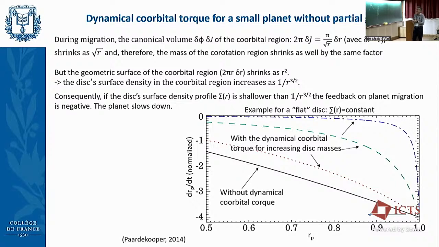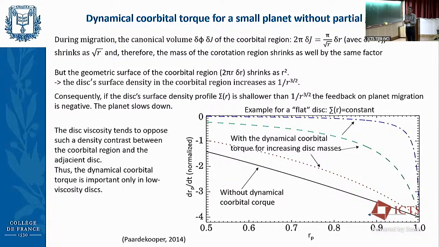But it requires that the disk has a small viscosity, because if the disk is viscous, it tends to oppose this density contrast. Basically, you are in a situation where this is the surface density of the disk, and this is the distance. Your planet is here, and because the planet is moving and carrying along its co-orbital region, the density of the disk would do something like this.